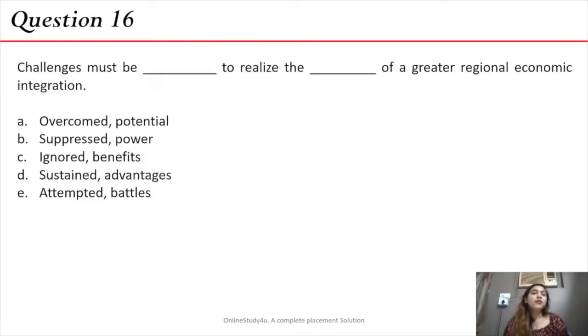All right, now we've come to sentence completion questions, right? And these are pretty easy, except for where you do not know the meanings of a certain question. So I would suggest you guys to actually Google it for yourself, so that you know where to fill it and where to not fill it. Challenges must be dash to realize the dash of a greater regional economic integration.